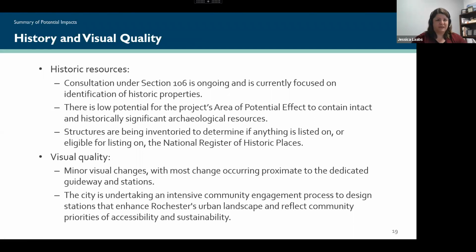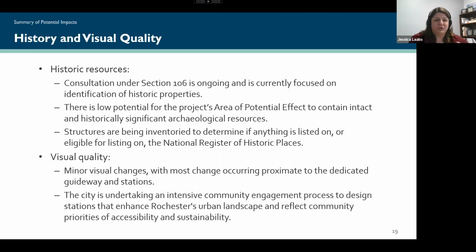So here, this slide has historic resources and visual quality. The study of historic resources is governed by a separate parallel federal process called Section 106. And that refers to a specific section of the National Historic Preservation Act. So we are working alongside a team that is looking into the historic resources in the corridor. That consultation is ongoing, and the Federal Transit Administration is also very involved in that. Right now, that work is focused on identifying historic properties in the corridor.